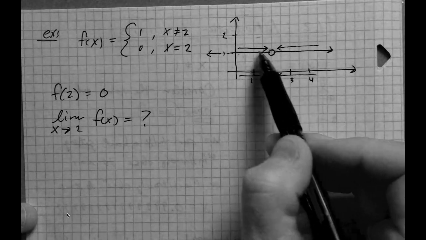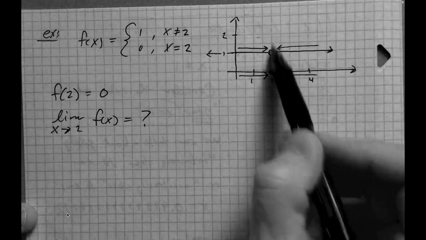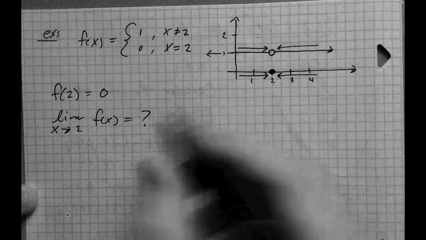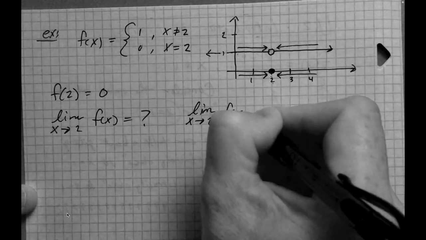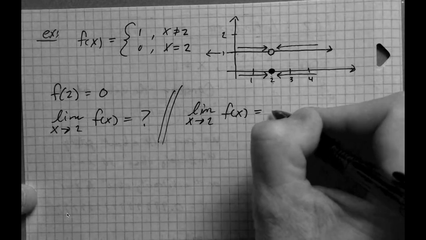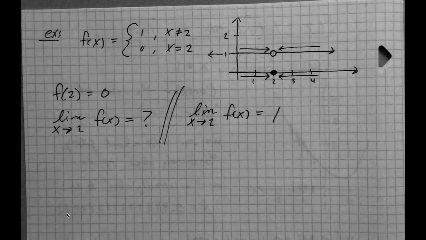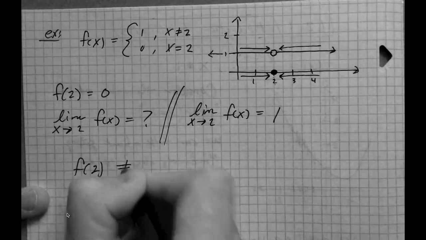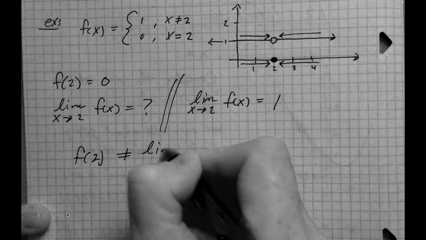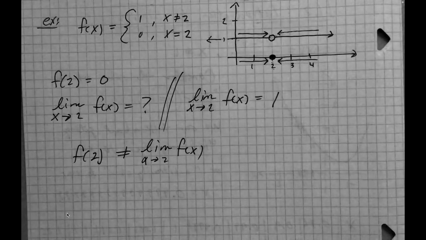Right? Actually, it doesn't get close to 1. It is 1. It remains 1 everywhere except at the point x equals 2. And so for this reason, what we would say is that the limit as x approaches 2 of f of x is equal to, what is it equal to? It's equal to 1. Okay, so very important to notice here that f of 2 does not equal the limit as x approaches 2 of the function, right? And that's an important thing to notice.